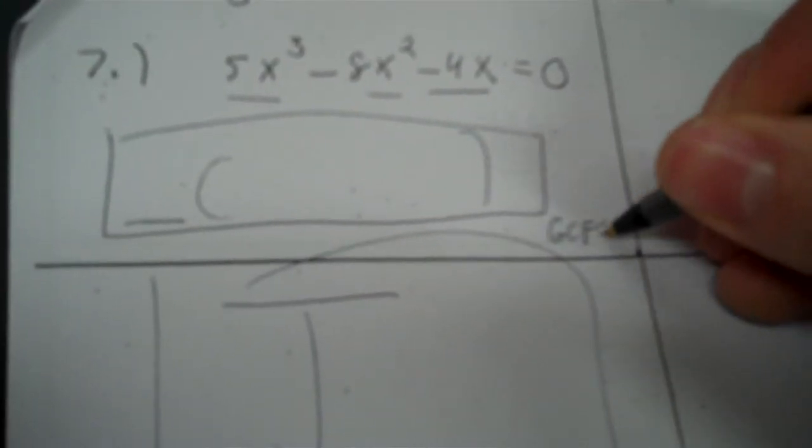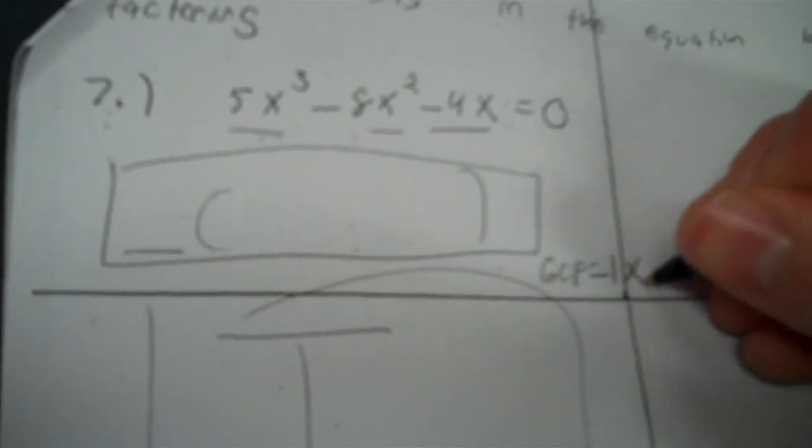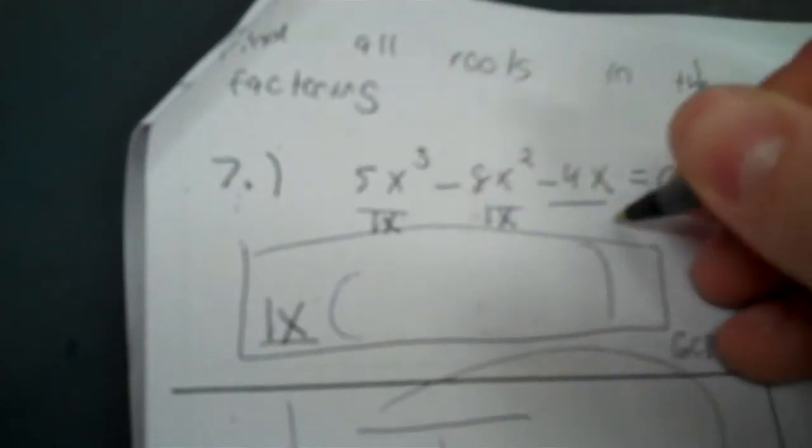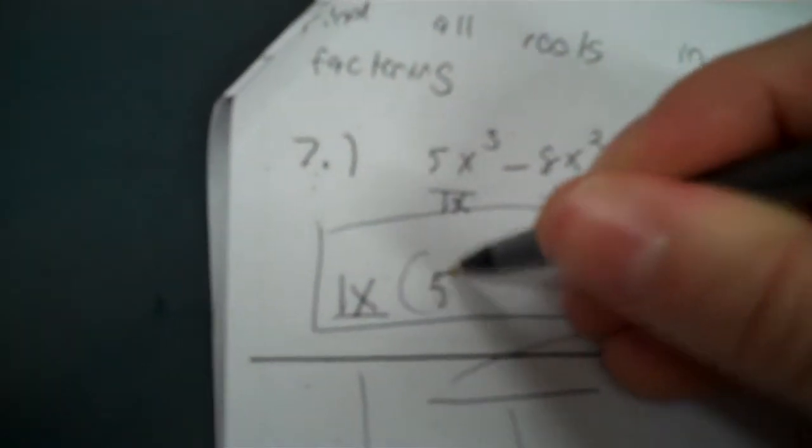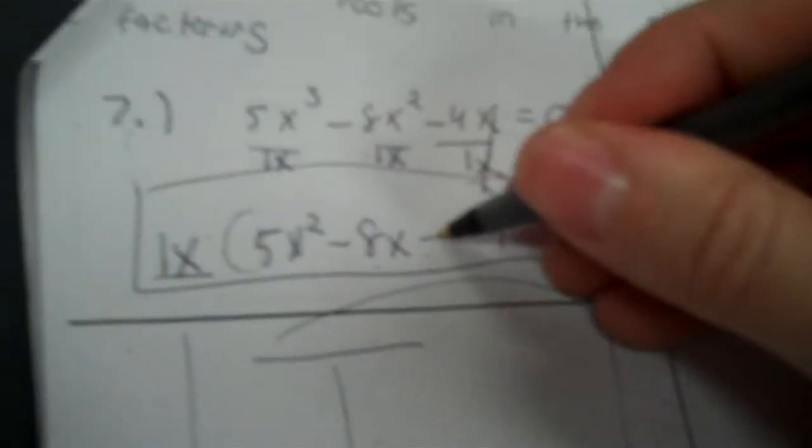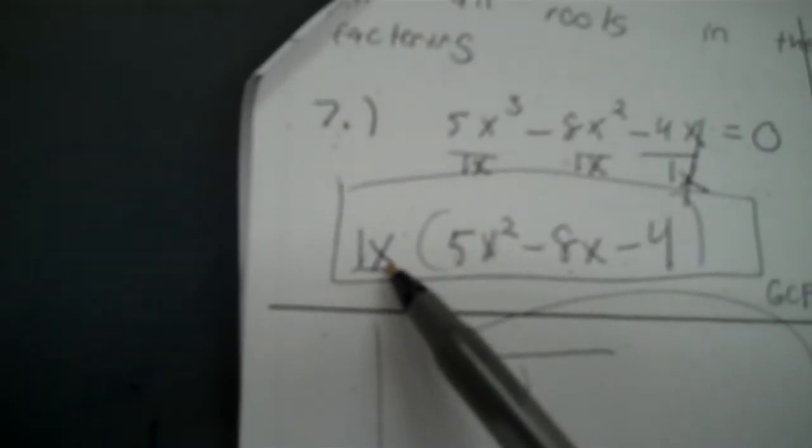Now GCF. 5, 8, and 4 only appear in the first row, so that makes it 1, but they all have x, so it'd be 1x. So I factor out 1x. If it's just 1, you don't do it, but with 1x, you do. They cancel right there. That's going to be 5, and that goes to x to the second, minus 8, that goes to x, minus 4. Now, you're ready to get your first root because you have that 1x out there. Just set the 1x equal to 0, and 0 is your first root. Pretty easy to see that.